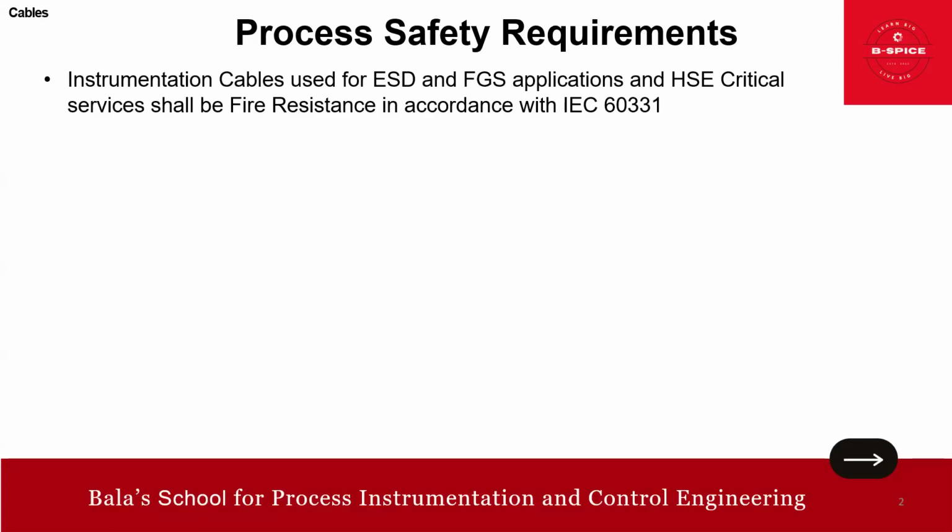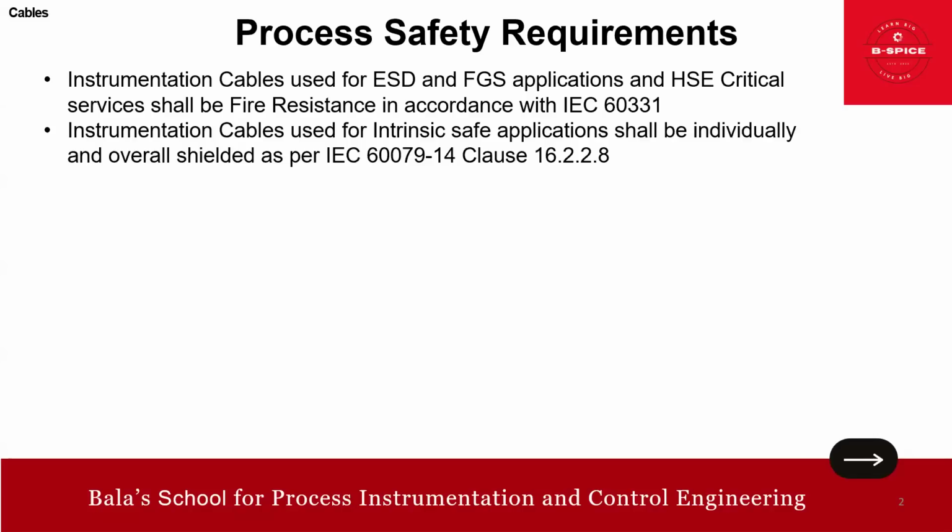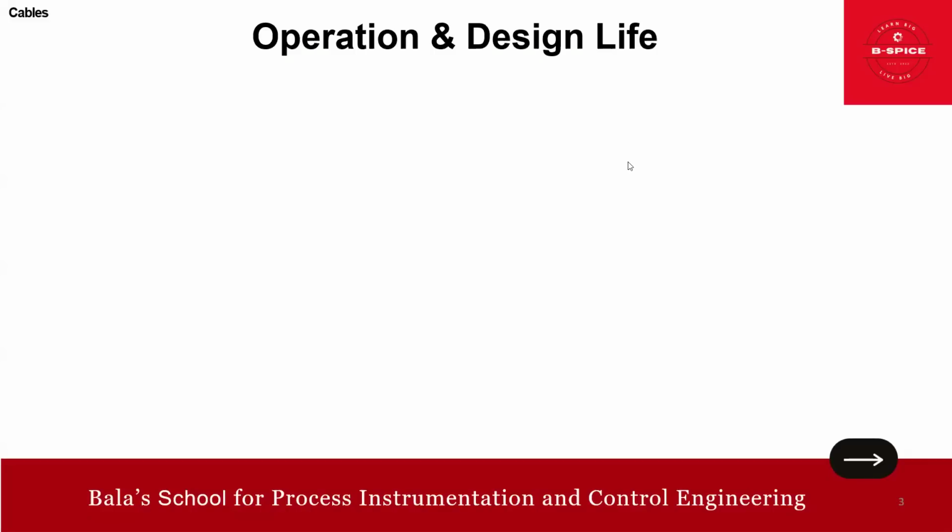So instrumentation cable for the ESD, FGS, and HSE critical services shall be fire resistant in accordance with IEC 60331. Instrumentation cable for intrinsically safe applications shall be individually and overall shielded as per IEC 60079 Part 14, Clause 16.2.2.8. This is just a piece of information for you. Now let us move on with the operation and design aspects.